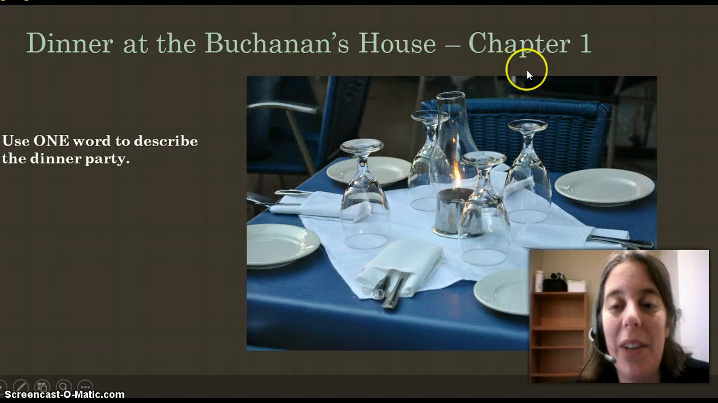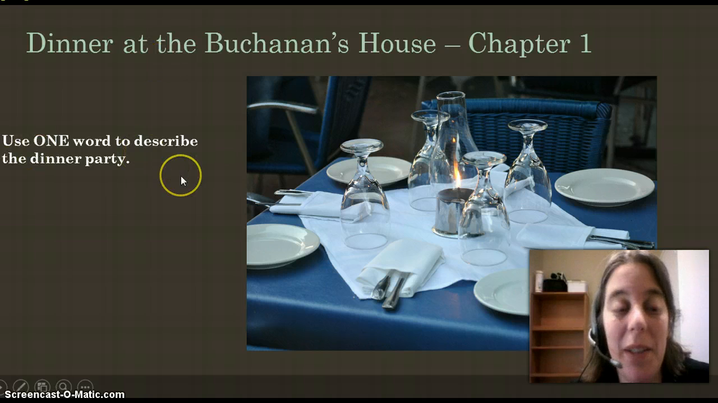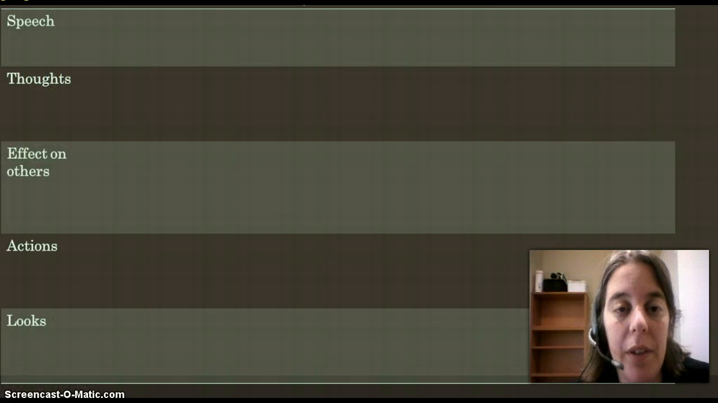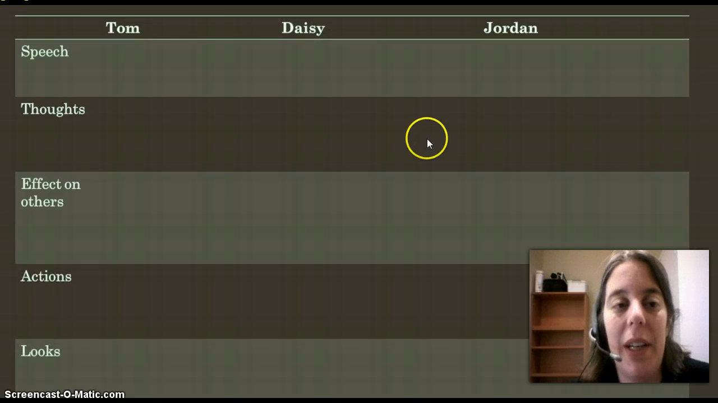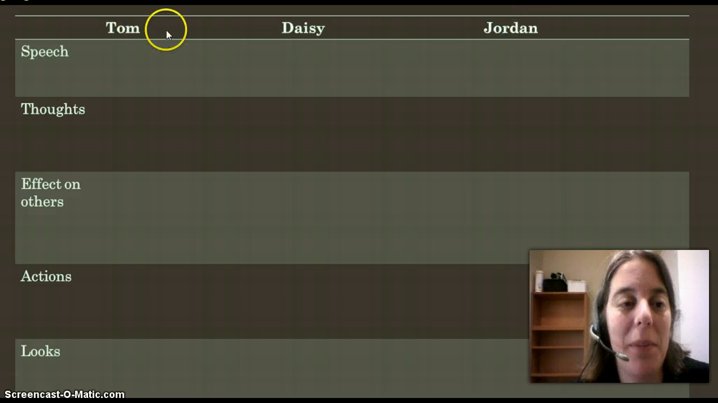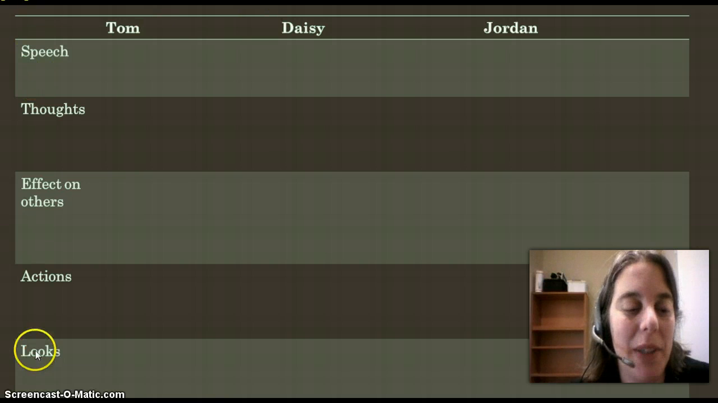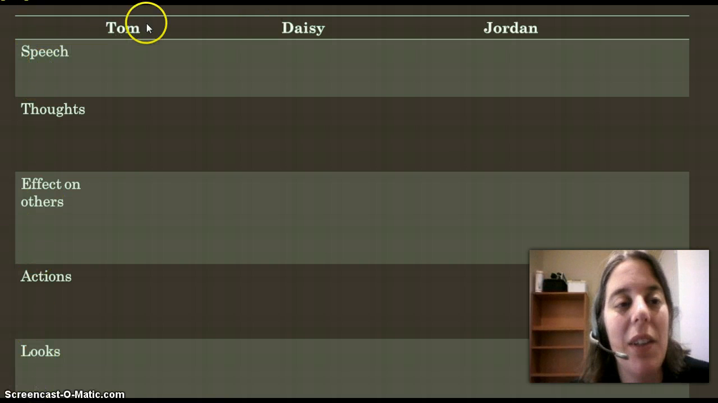Dinner at the Buchanans' house. One word to describe the dinner party. My word is awkward. I would have hated to have been there, but we'll talk a little bit about what happens at that party, and it sets it up in order to look at the characters. This is where we find out more about them. In class, each of you would have looked at a different character, but your characterization worksheet homework will take care of this, but not in the same indirect characterization way.